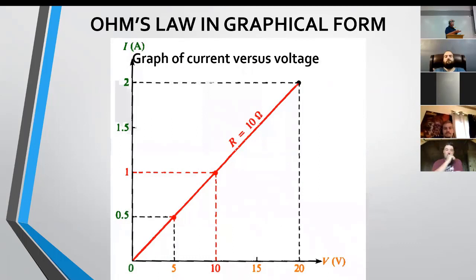This is just showing a linear relationship. It is a linear equation. Basically you see that the red line is going diagonally. If R is kept constant at 10 ohms, then as the voltage goes up, so does the current.